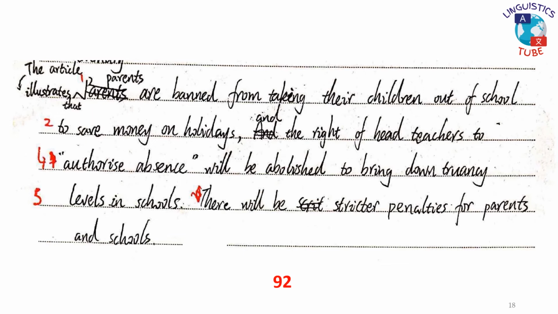Again, as with the previous example, this summary delivers a lot of the key information in very few words. The only inefficient part is the beginning. The article illustrates that is completely unnecessary. You can simply begin with, parents are banned from.